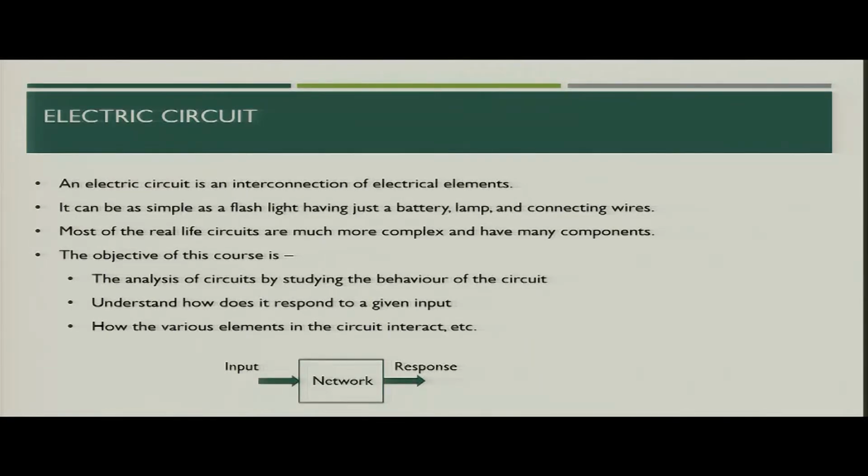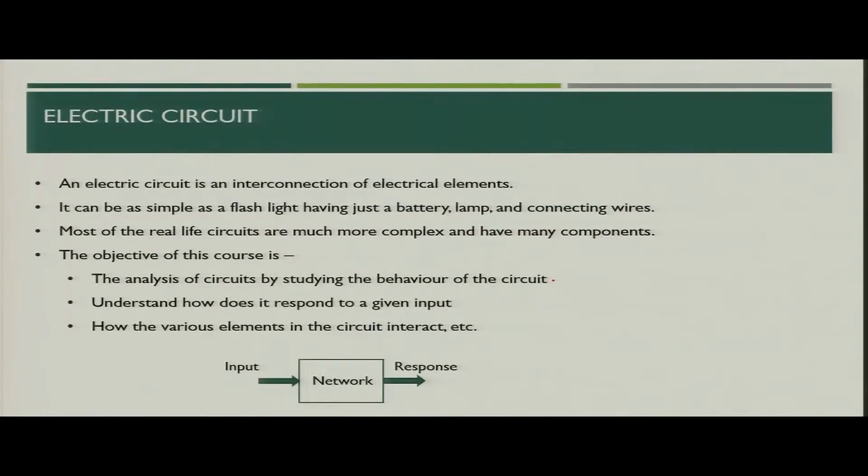So, it is a simple electrical circuit, but in reality you will not see simple circuits; rather you will see a lot of complex circuits having multiple sources as well as wires. What we will study in this course is to analyze the circuit by studying its behavior. Why do we want to study the behavior? Because we want to understand how it responds to a given input.